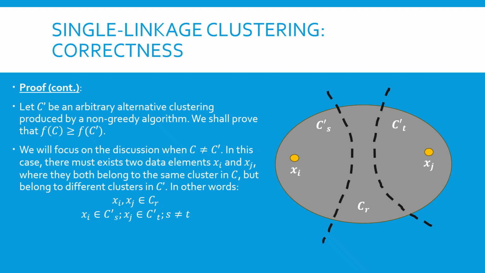Now, suppose there is another clustering C prime that differs from the greedy clustering C. Because the two clusterings are different, they must disagree on at least one cluster. So, there must exist two objects, xi and xj, that are in the same cluster CR in C, but in different clusters C'S and C'T in C prime. This situation is illustrated in the figure on the slide.